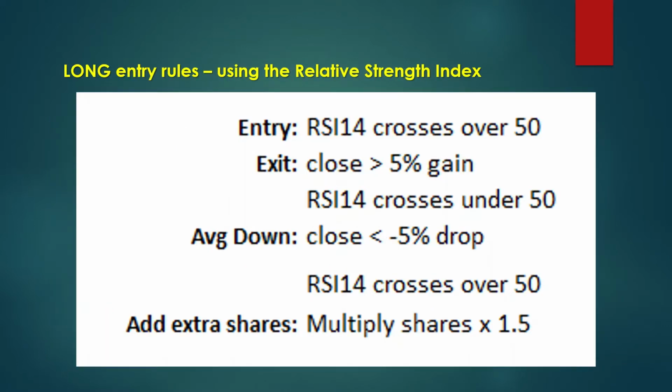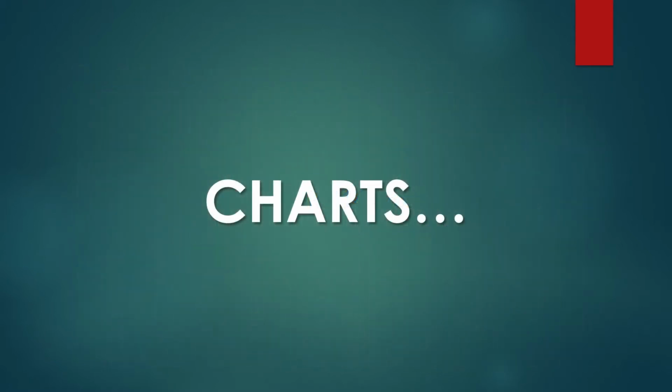And the second strategy demonstrates an entry when the relative strength index value of 14 crosses over the 50 line. We exit when the price gains at least 5%, and we average down when the share price drops by at least 5% and the relative strength index crosses over the 50 line again. Note the relative strength index is standard in most charting software, and I try to use these basic entry and exit techniques so you don't have to follow any complex strategies. So let's get stuck into the chart.